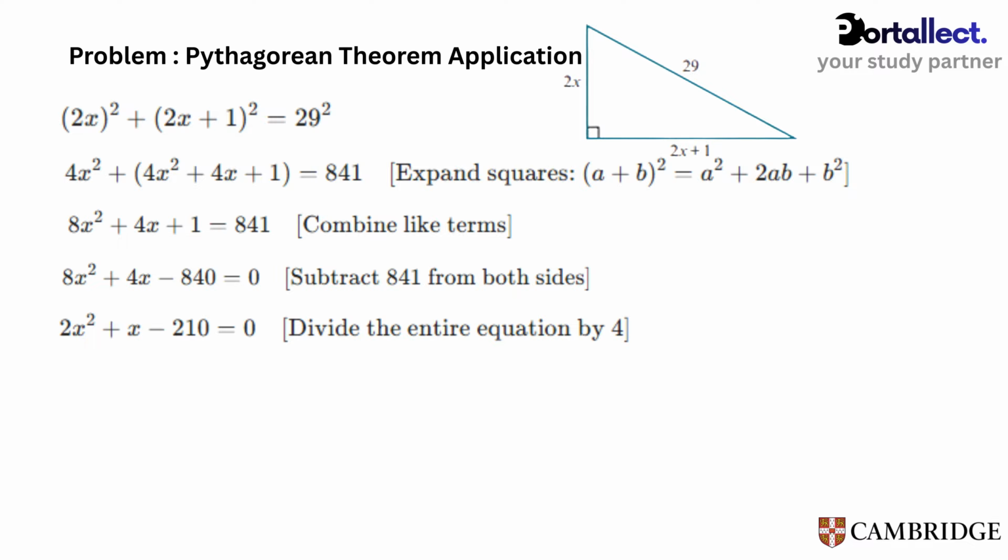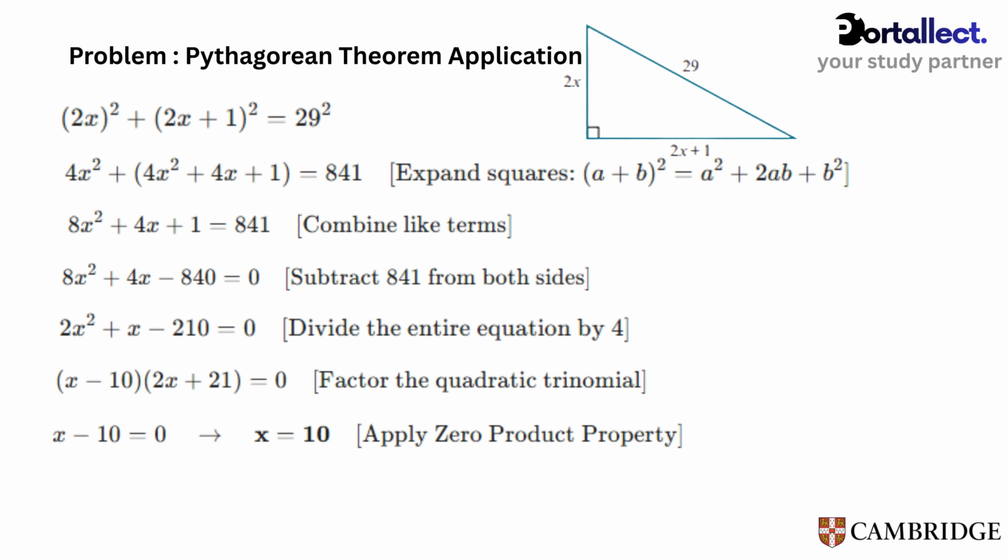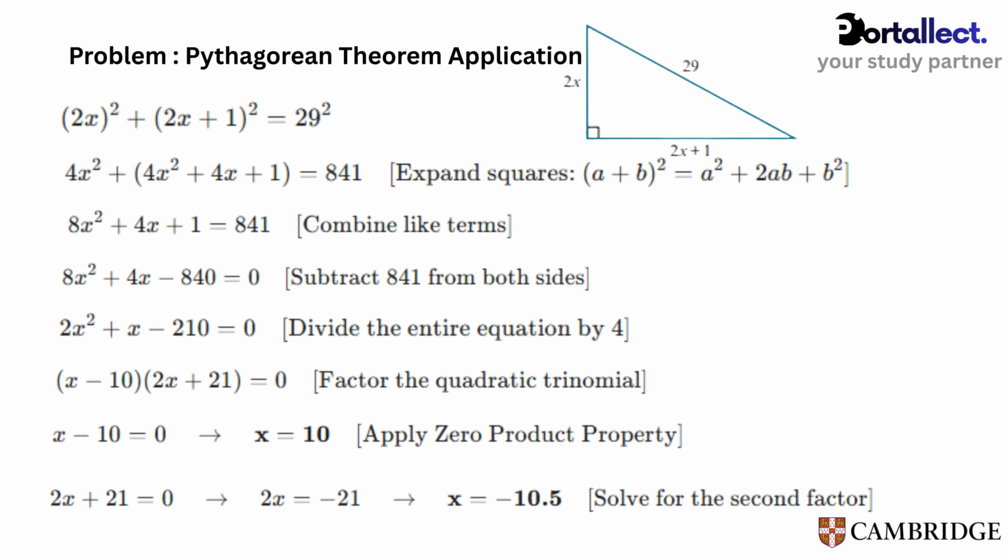Dividing the whole equation by 4 simplifies it to 2x squared plus x minus 210 equals 0. Using the AC method, we factor this into x minus 10 times 2x plus 21. Setting each bracket to 0 gives us x equals 10 and x equals -10.5. Since a triangle's side cannot have a negative length, we discard the negative root. Our final answer for x is 10.